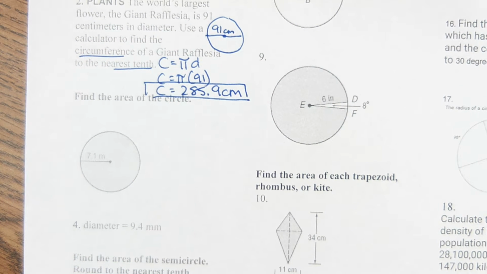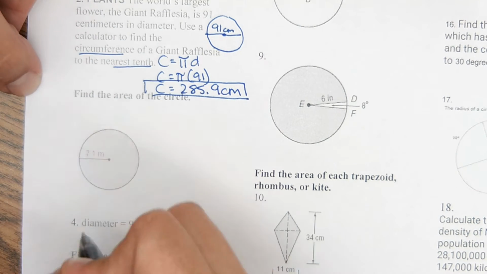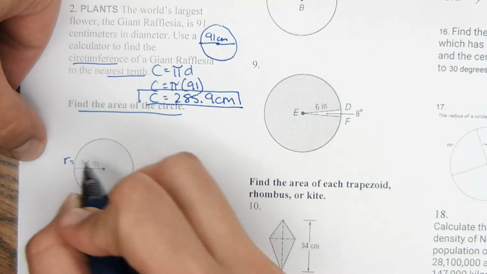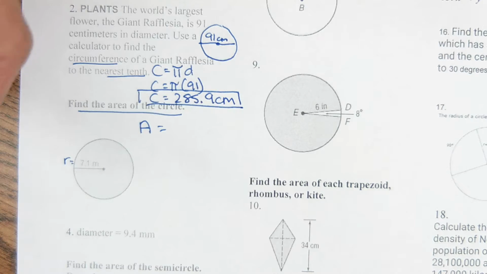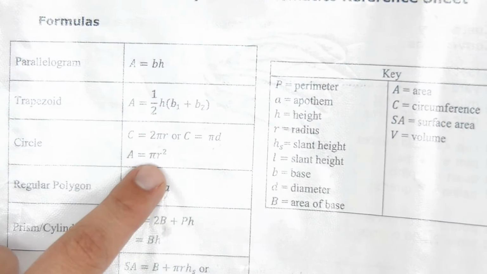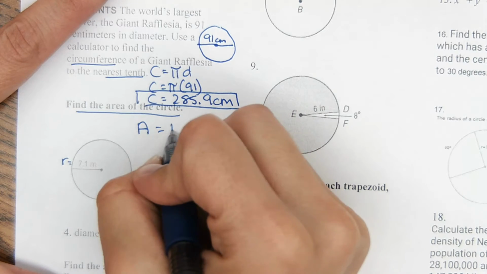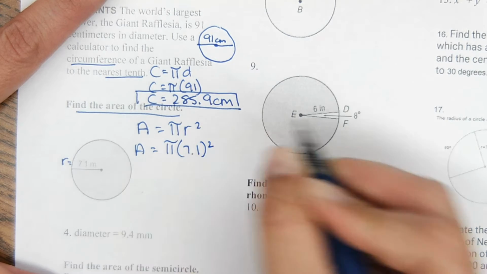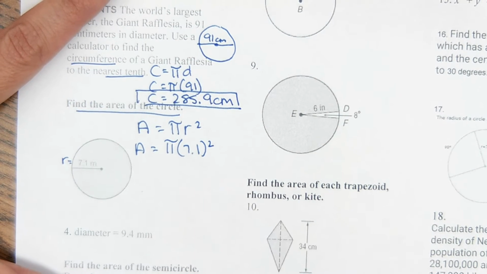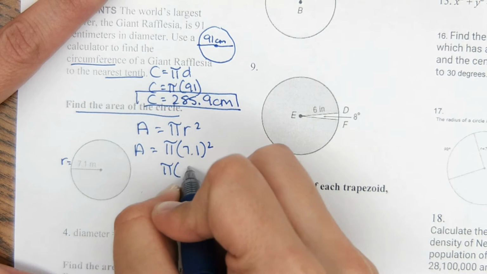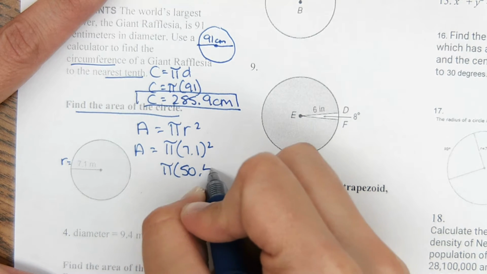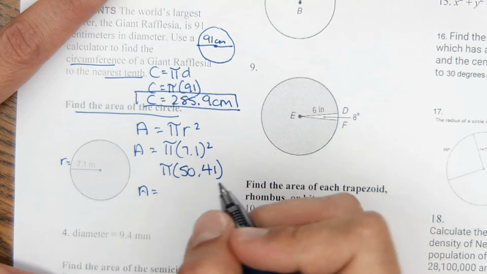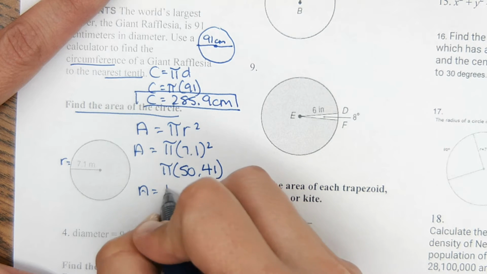Okay, I guess this would be 3 and 4. Find the area of the circle. So this circle right here, it shows the radius is 7.1. Area of a circle, again, it's on the reference sheet. Area equals pi r squared. So area equals pi, the radius 7.1 squared. You have to use the order of operations, so you have to square that 7.1 first. 7.1 squared is 50.41. Then multiply that by pi, or 3.14, and you get 158.37.